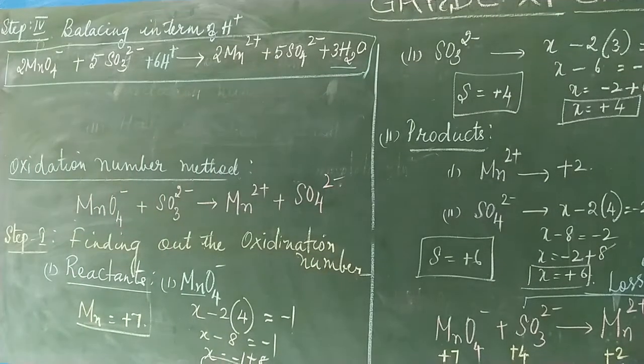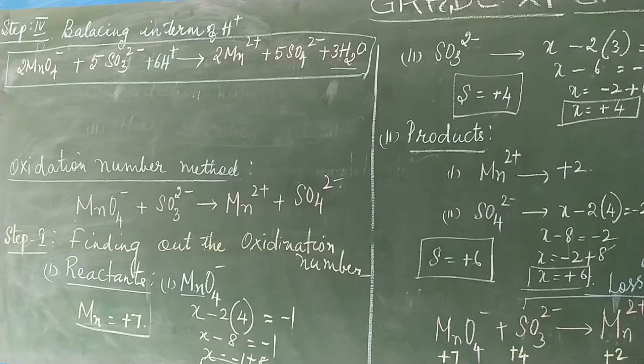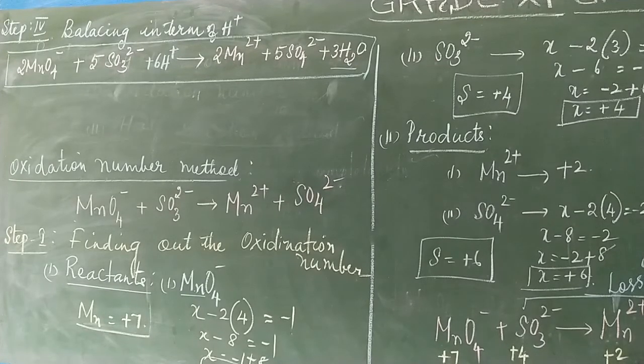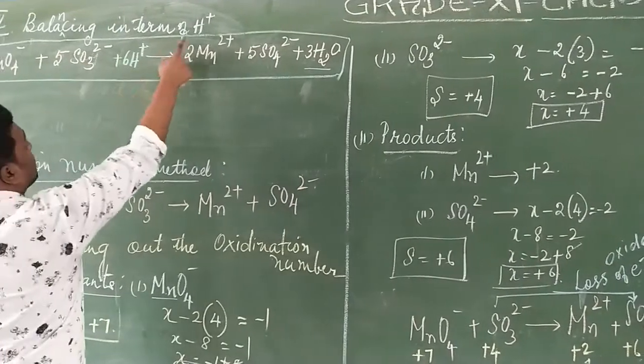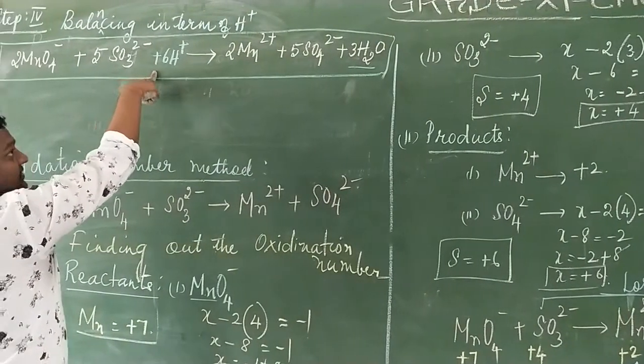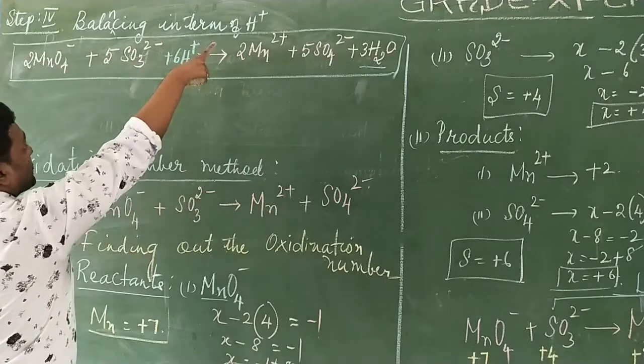Overall equation: 2MnO4 minus plus 5SO3 2 minus plus 6H plus gives 2Mn2 plus plus 5SO4 2 minus, isn't it? So this is the overall equation. This is for balancing in terms of hydrogen. So oxygen is 23, hydrogen here 6. So now I am adding 6H plus.